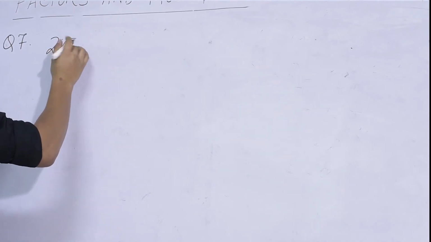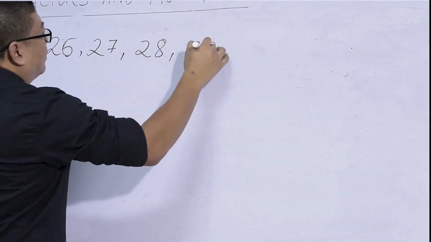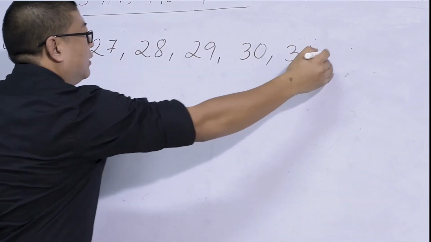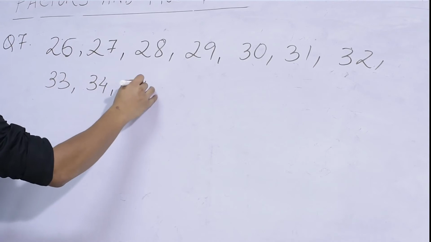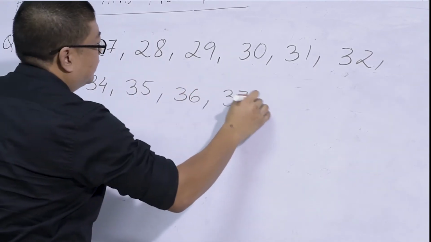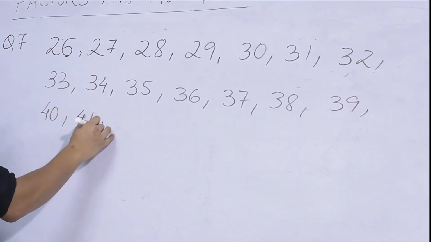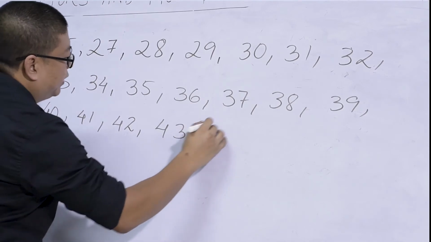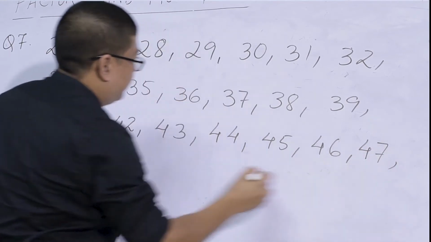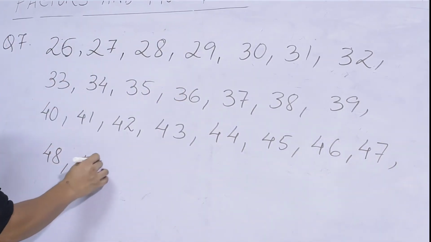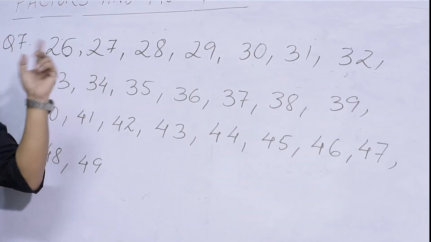So, let's start with 26, 27, 29, 30, 31, 32, 33, 34, 35, 36, 37, 38, 39, 40, 41, 42, 43, 44, 45, 46, 47, 48, 49, 50. We'll leave out 25 and 50 because we have to find the prime numbers between 25 and 50.